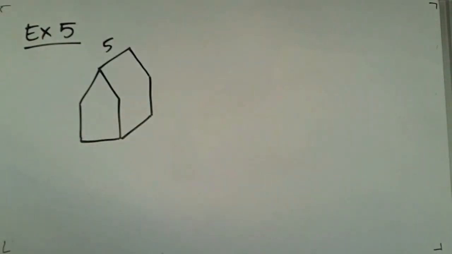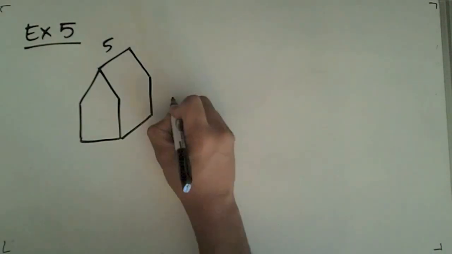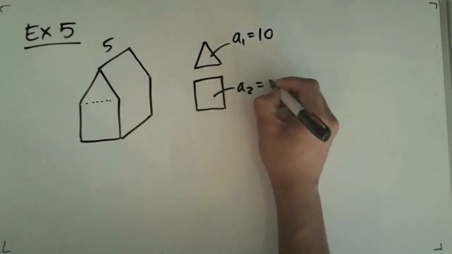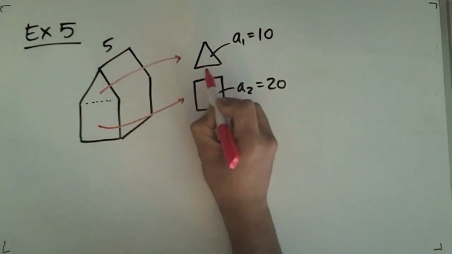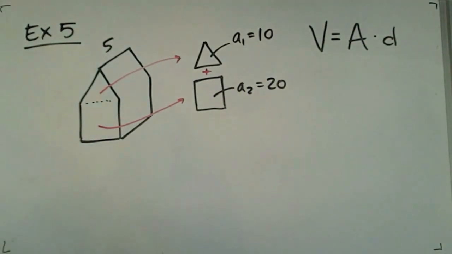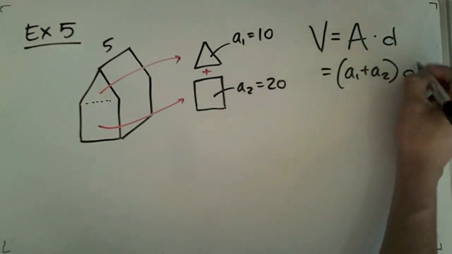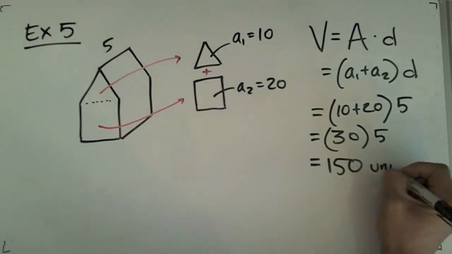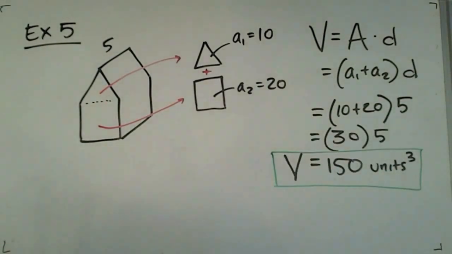So here's another quick example for you. Sometimes our shapes are compound shapes or complex shapes. They're not our natural shapes. So we have to add up shapes that we know how to calculate the area for in order to find the volume. So here we're going to use the volume equation, but we're going to use A1 plus A2 to be the total for the whole area. That way we can calculate the entire volume of this prism. So putting our values in, we're going to get 150 units cubed for our volume.